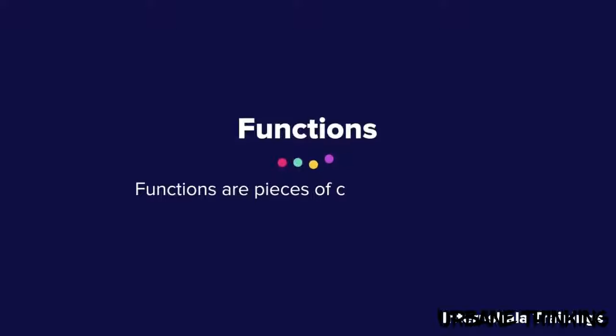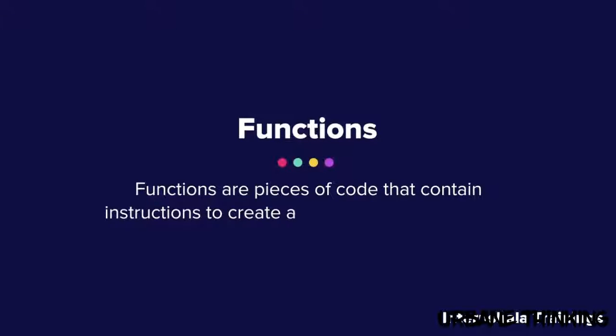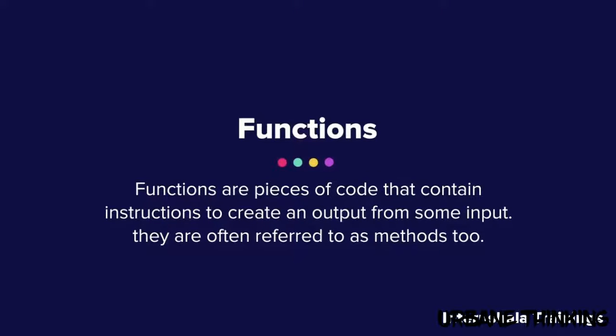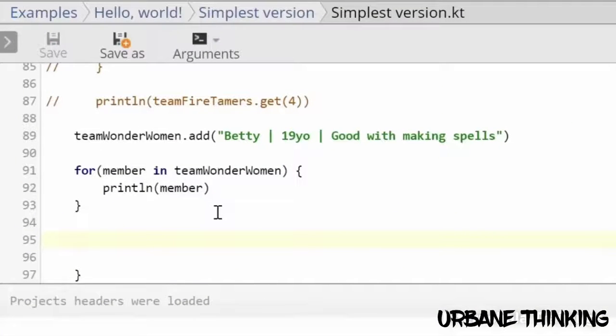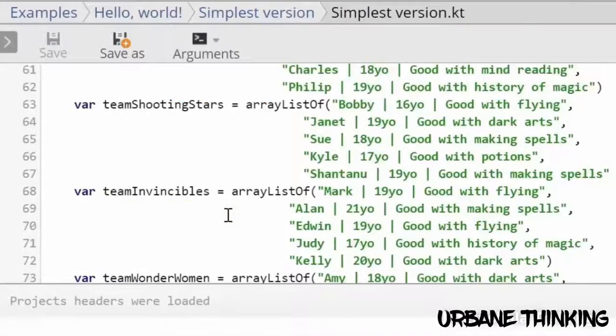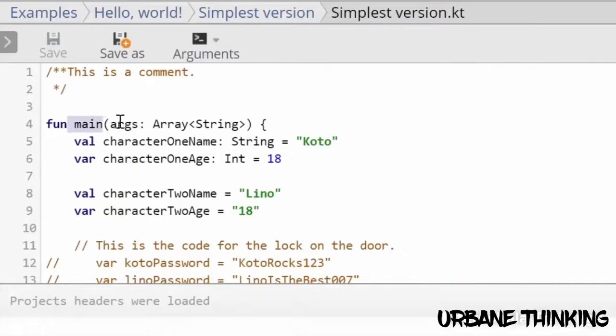Functions are pieces of code that contain instructions to create an output from some input. They are often referred to as methods too. Some of the functions are predefined in a programming language, like println. We have been using println to display text and numbers as output. Then there is the main function in which we write all of our executable code.